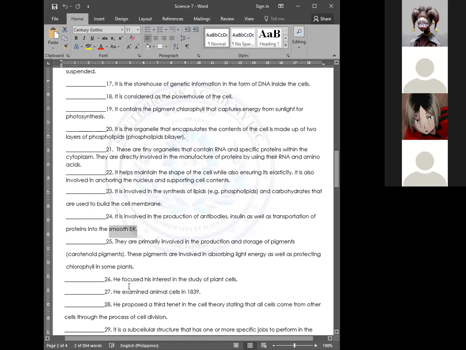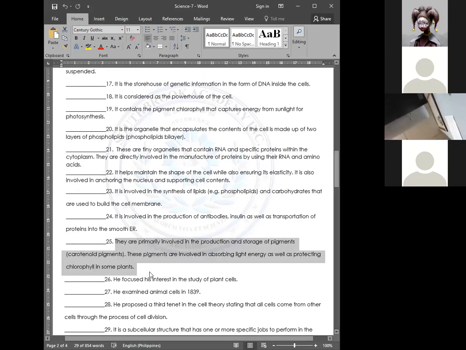They are primarily involved in the production and storage of pigments, carotenoids. These pigments are involved in absorbing light as well as protecting chlorophyll in some parts of the plant. It is grade 7. If it is carotenoid, it is chromoplast.